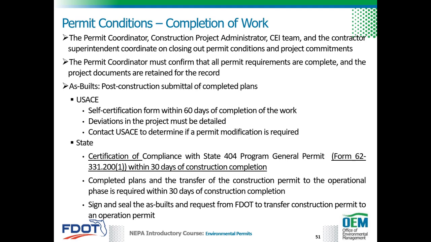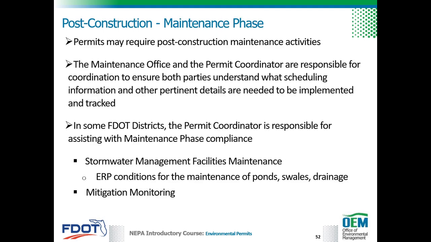In addition, it is recommended that the permit coordinator review all conditions in the issued permits for the project, as well as any project commitments, to ensure that nothing is being overlooked. Many permits require that post-construction maintenance activities be conducted. If this is required, it will be documented in the project-specific conditions within the permit. Examples of activities that may be conditioned for project maintenance are stormwater management facilities, such as ponds, swales, drainage structures, and monitoring of mitigation sites.